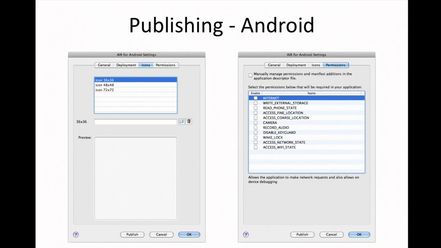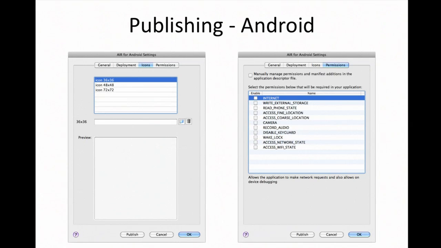It also has the capability of manually managing this. By default, if you want to have your app installed, say, on an SD card, you have to manually go into the XML file and add that. And then you want to turn on that manually manage so Flash doesn't overwrite what you do there.